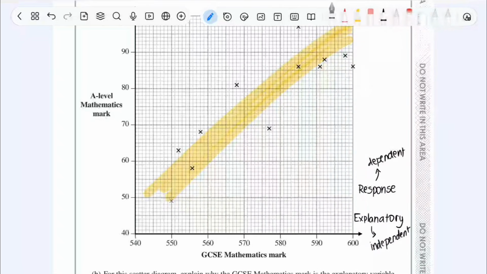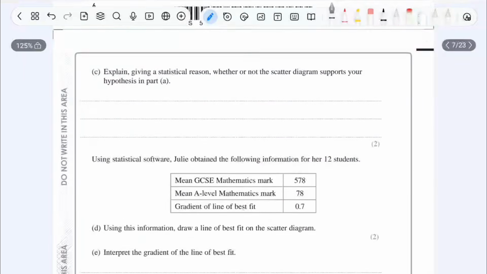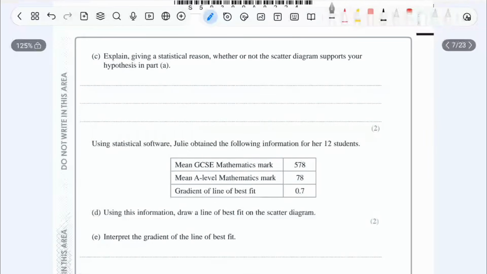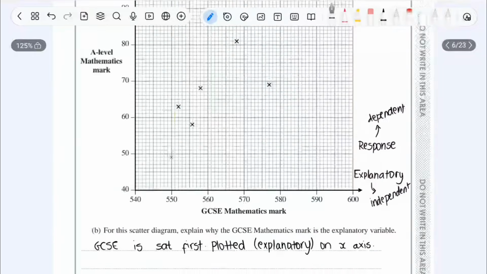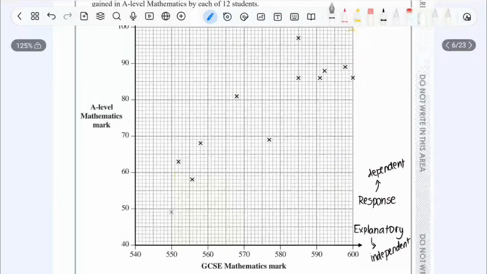I need to just grab this out real quick. And because of that, we can see that our hypothesis is supported. Because as you can see, those with a lower mark in GCSE tended to get a lower mark in A-level maths, and the positive gradient or the positive correlation has shown that as you get a higher GCSE mark, you're more likely to get a better A-level mark.